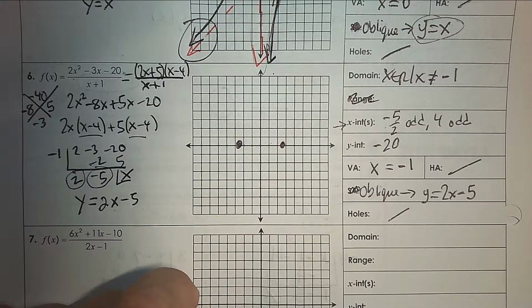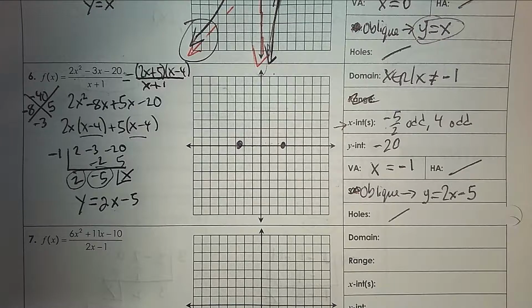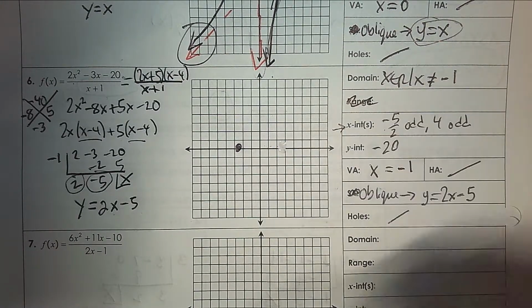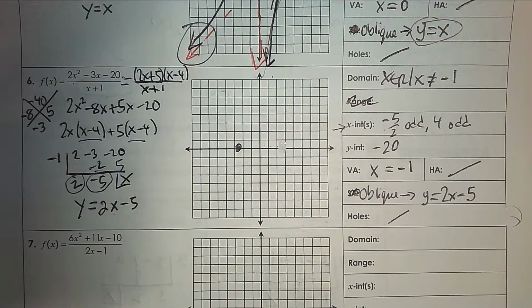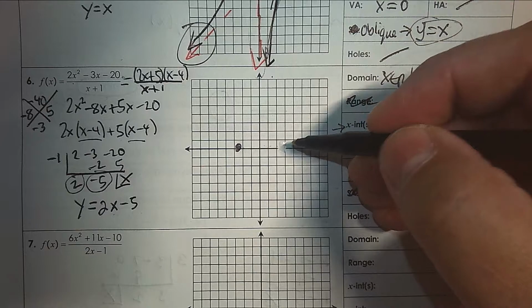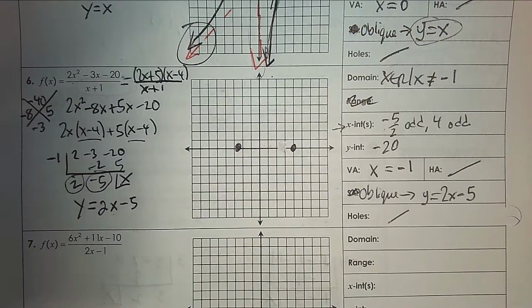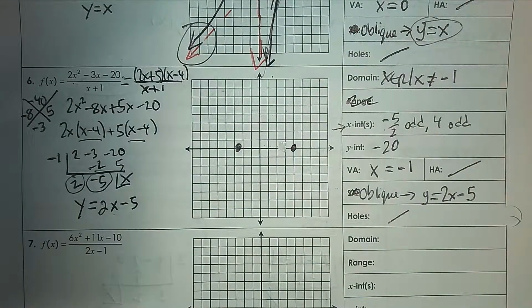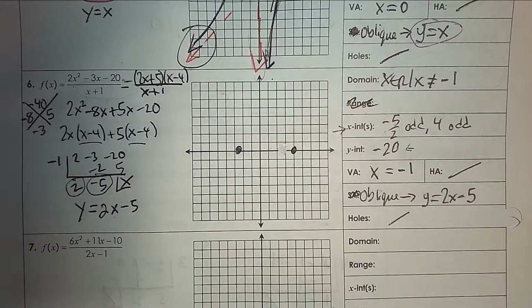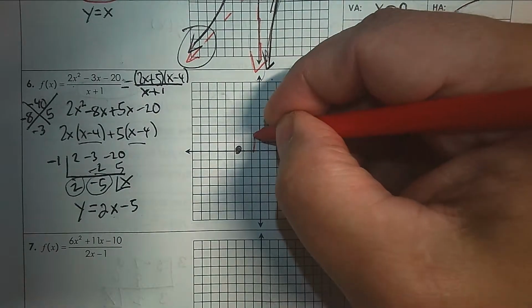I'll use my little whatever here. What's the other one? Like it never happened. The other one's what? 4. 1, 2, 3, 4. I got it. Now, what else could I plot or try? Do you see -20? It's not on my graph, so I'm not going to sweat it. We're just going to let it go, right? What else could I put on my graph?